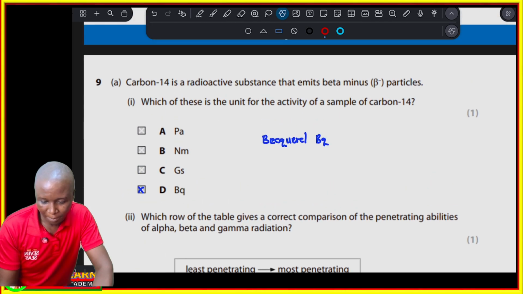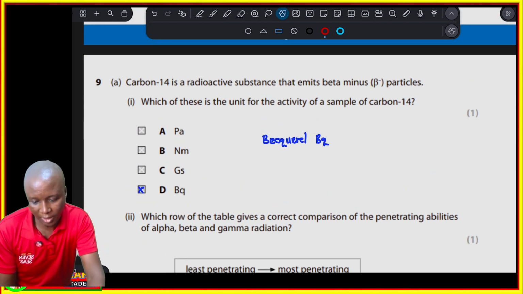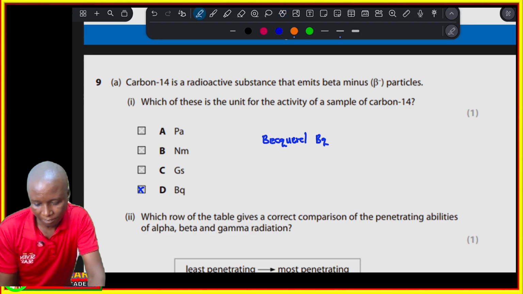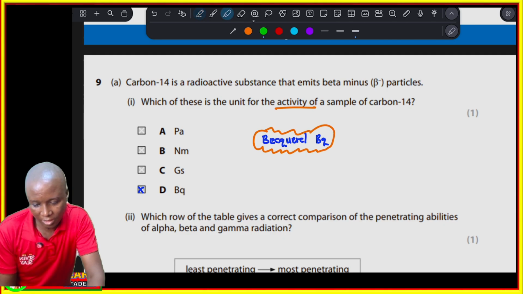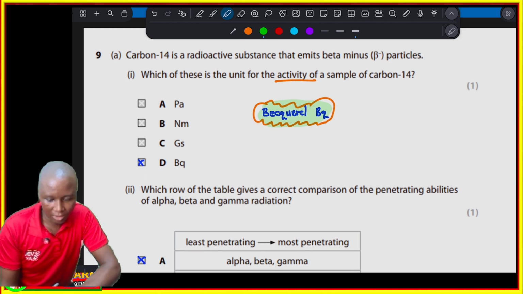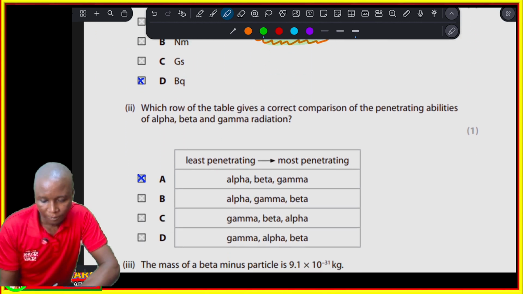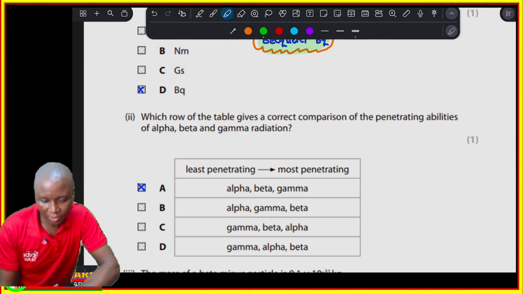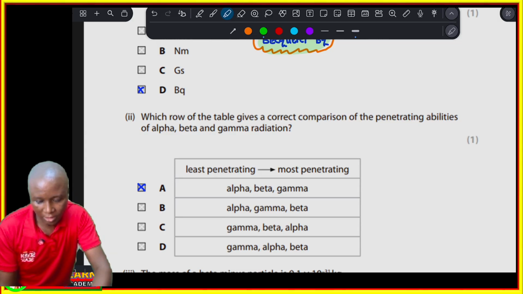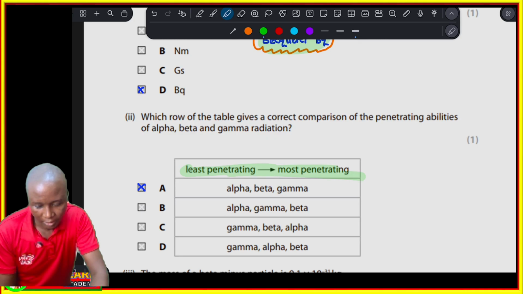And we have carbon 14. We were supposed to state the units of activity of the sample. The unit for activity, radioactivity, is actually becquerel, which is represented as Bq. We have the table that gives the correct comparison of penetrating abilities. Starting with the lowest, it means it's alpha, beta, and gamma.